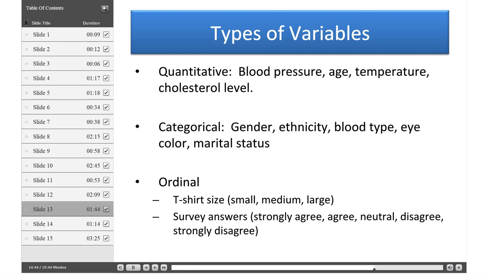Or, for example, survey answers. When you give people surveys, typically the results are strongly agree, agree, neutral, disagree, strongly disagree, something like that. And again, these are just different categories for the answers, but they have a natural ordering associated to them, so that's what makes that an ordinal variable.